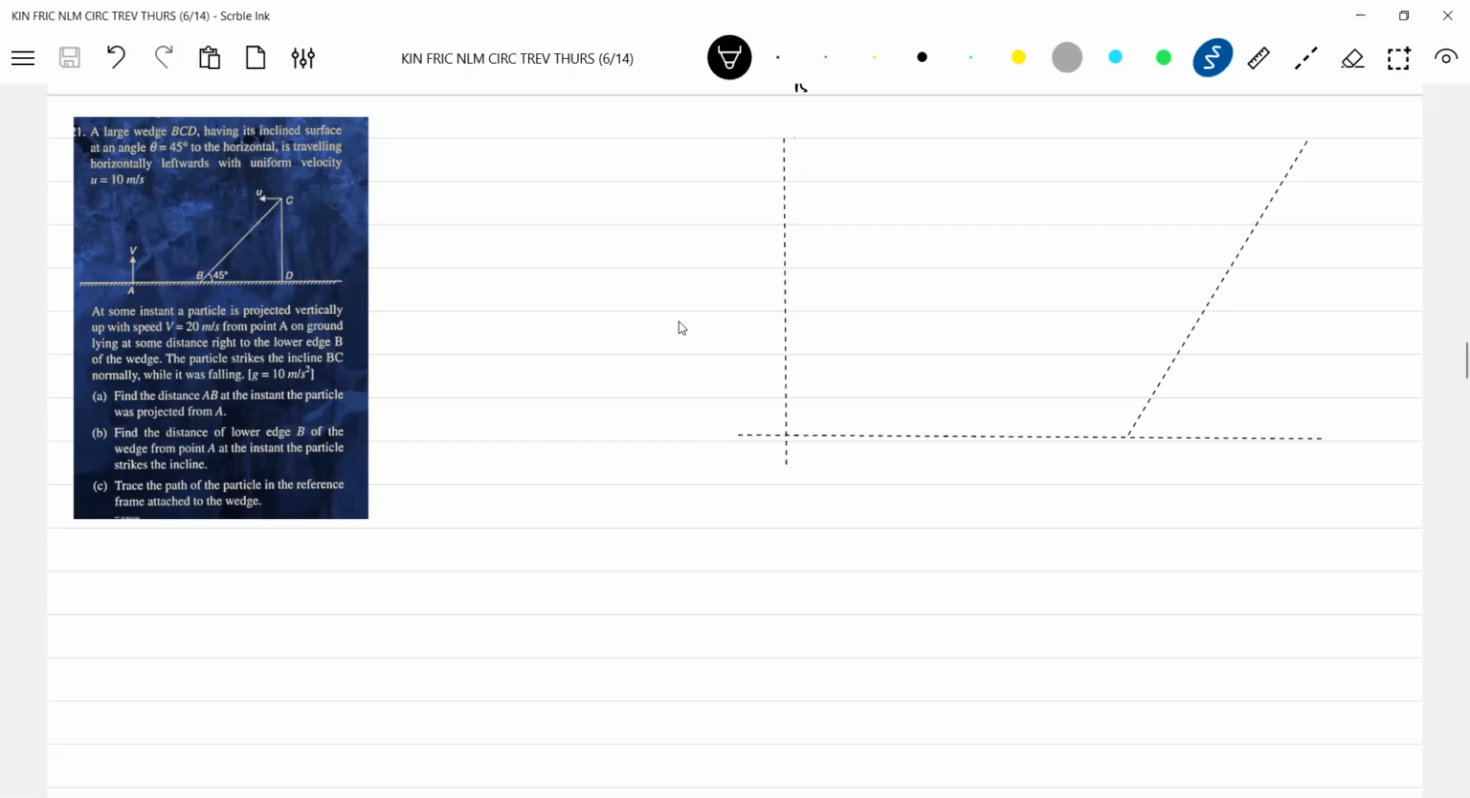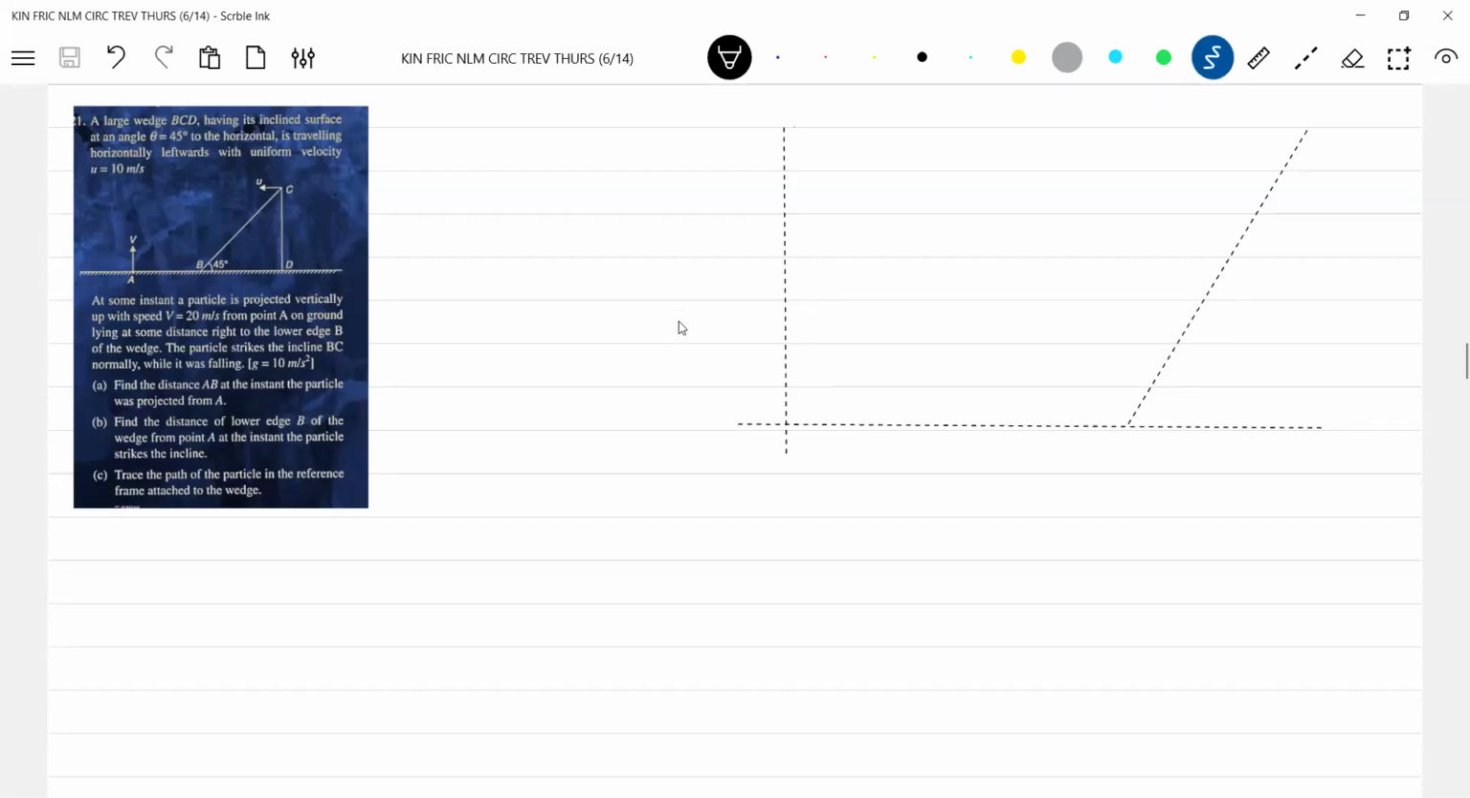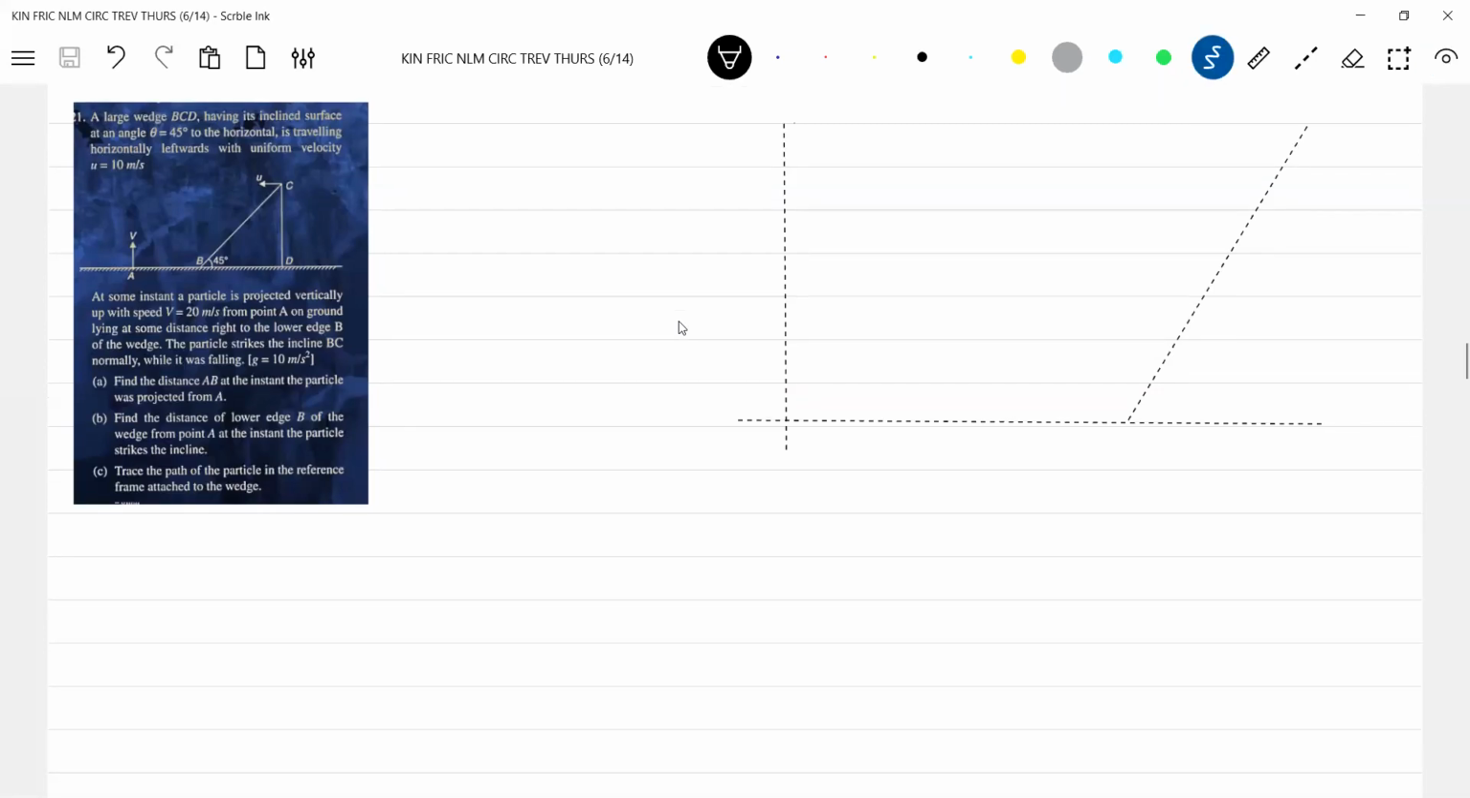Okay, in two frames, you can solve this problem. In the ground frame, the ball will just move vertically, ascend, then descend, and during descending, it will strike the wedge. If you stand on the wedge, how will the motion of that ball be? There's the velocity of the ball with respect to ground. So just have a basic idea of what actually goes on in this numerical.